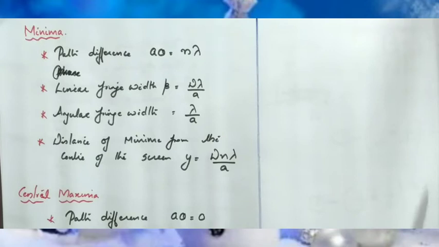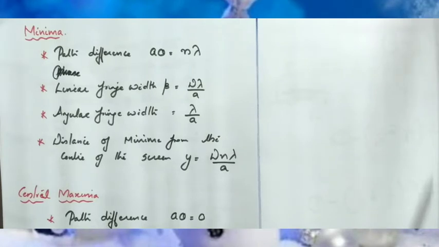And for minima, path difference a theta equal to n lambda. Linear fringe width is beta equal to D lambda by a. Angular fringe width is lambda by a. The distance of minima from the center of the screen is y equal to D n lambda by a. Here also a represents the slit width.